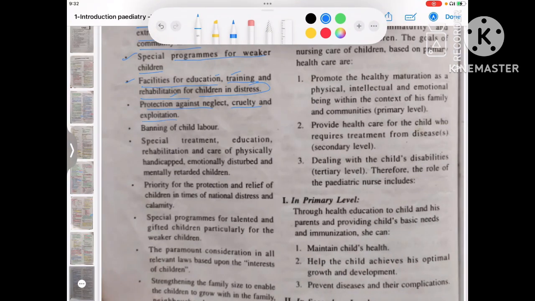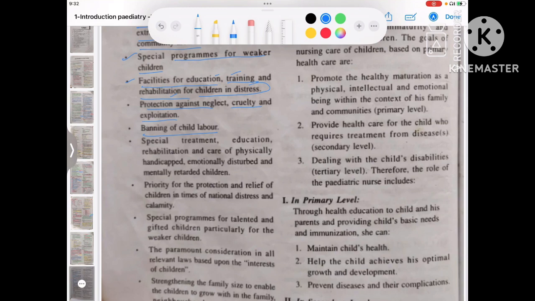Then protection against neglect, cruelty and exploitation. Poor people's children may be neglected, or others may show cruelty and exploitation. So this policy will protect these kinds of children, and bans child labor. As we know, child labor below 18 is punishable and illegal. So that is banned in this policy.